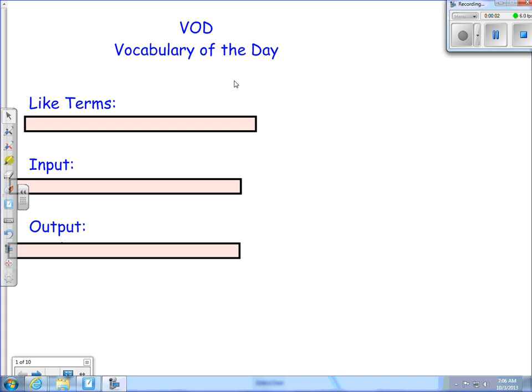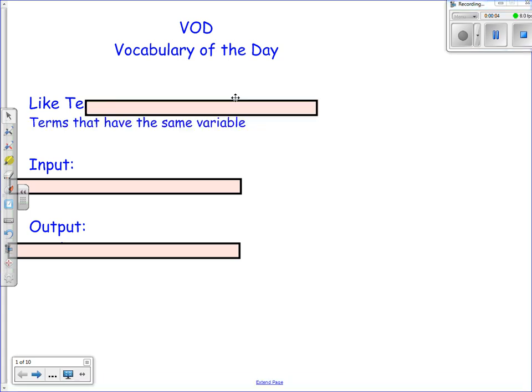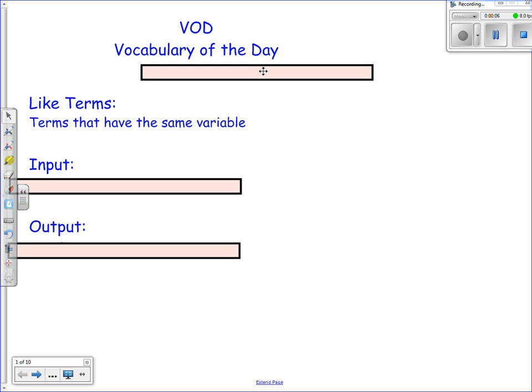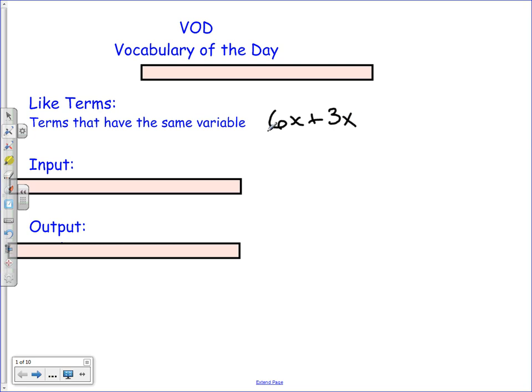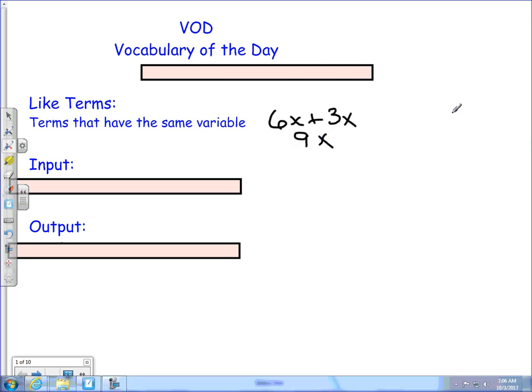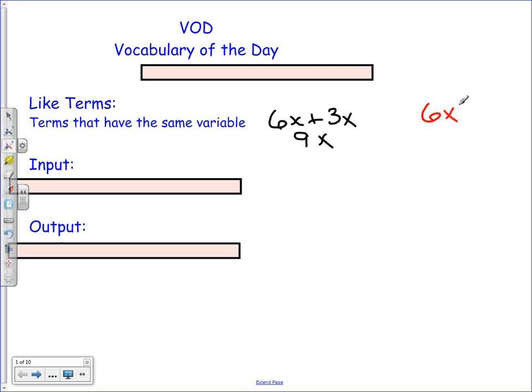Our vocabulary of the day for 2.3: like terms, defined as terms that have the same variable. To give you an example, 6x plus 3x. These are like terms. They can be added to give us 9x. Not like terms, or unlike terms, would be something like 6x squared plus 3x. X squared and x are not like terms, so nothing more can be done with these. So we're looking for terms that have the exact same variable.